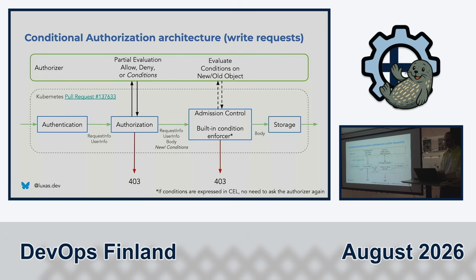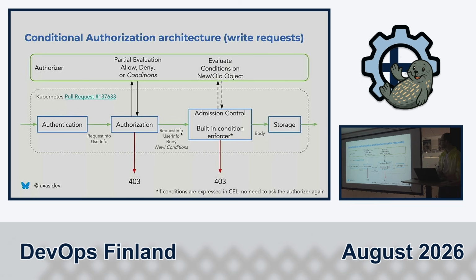So what it looks like in practice is that we go through the authentication phase, we go through the authorization phase, and now the new thing is that the authorizer can not only allow or deny, it can also return a set of conditions and say that these conditions need to hold. I'm not sure whether I should allow or deny this request now, but I'm sure that if these conditions later hold, then call me back with the data and I'll tell you more. So it returns the conditions, or it can return deny and then it denies here.